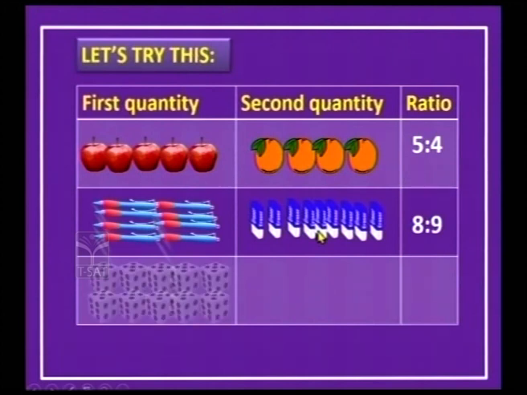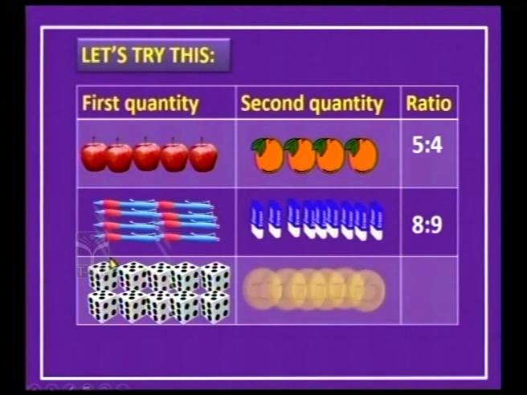Now let us move on to the next one. We have some dice over here and some coins over here as the second quantity. Now what is the ratio of these dice and coins? Yes, it is 10:6, because there are 10 dice in the first quantity, whereas 6 coins as the second quantity. Okay children, now you understood how to write the ratio of two quantities? That's good.